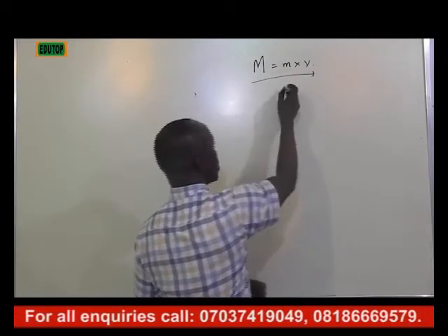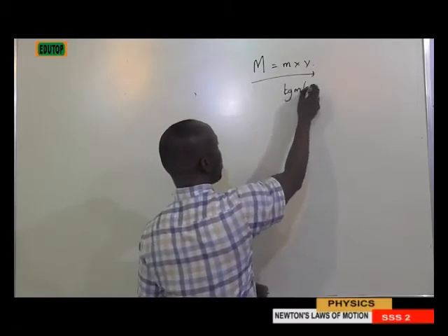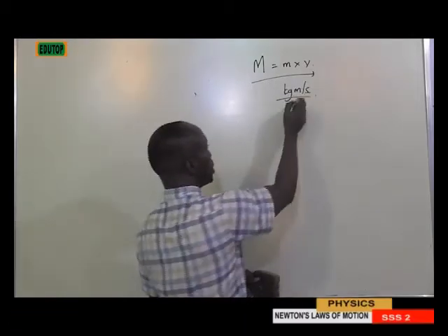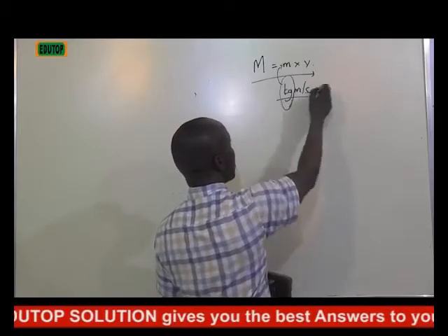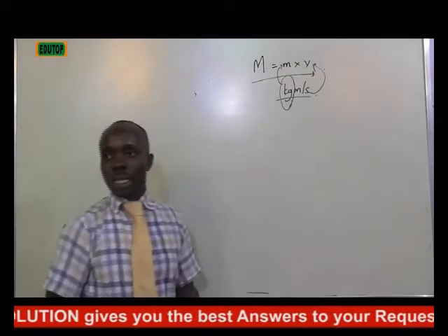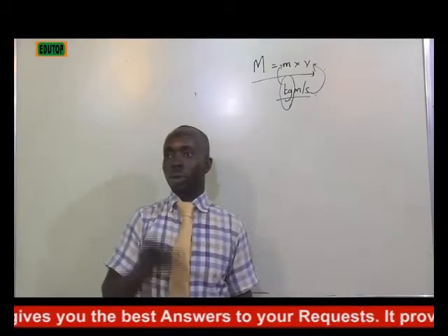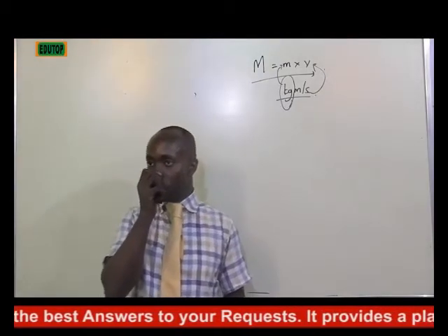And the SI unit is given as what? Kilogram meter per second. How did you get that? Kilogram is for mass, meter per second is for what? Velocity. That's the SI unit for what? Momentum. So let's take a look at these two points.